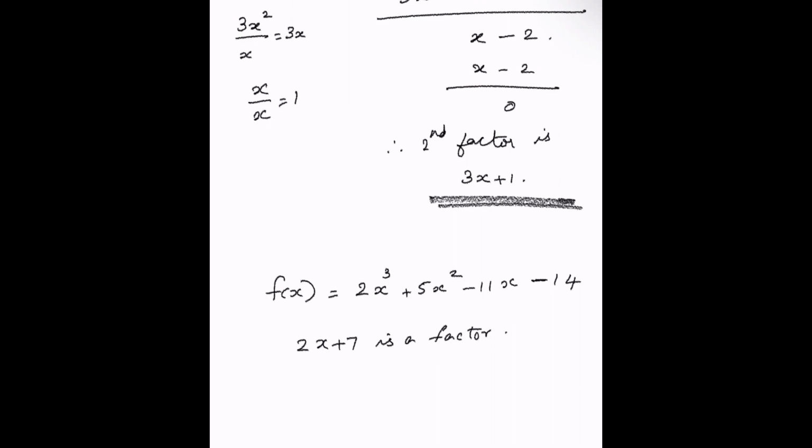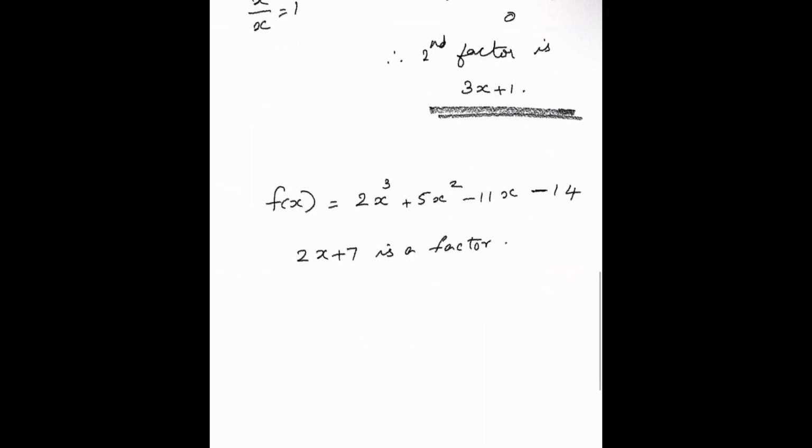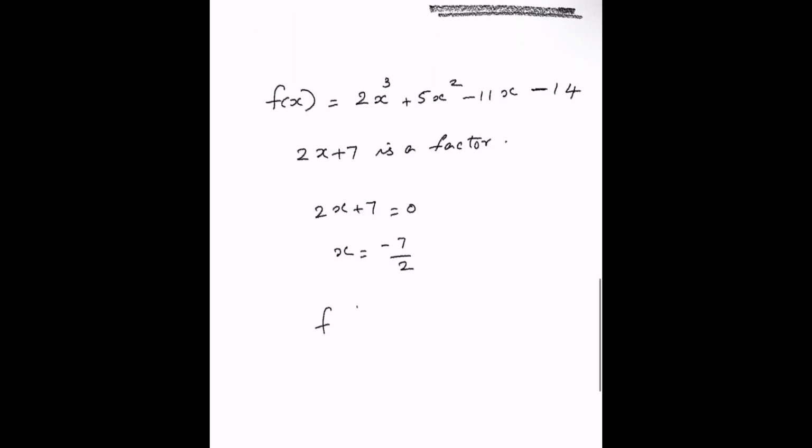So how do you do it? You have to use factor theorem and completely factorize it. So that means you just check whether this 2x plus 7 is a factor. That's the first step. So 2x plus 7 equal to 0. What is going to be your x value? Negative 7 by 2. Now f of negative 7 by 2 is equal to 2 into negative 7 by 2 the whole cube plus 5 into negative 7 by 2 the whole square minus 11 into negative 7 by 2 minus 14.